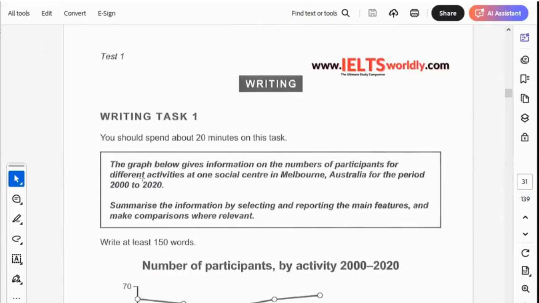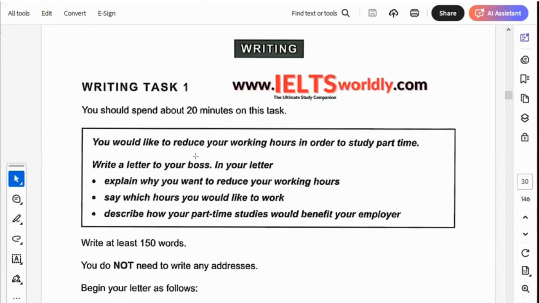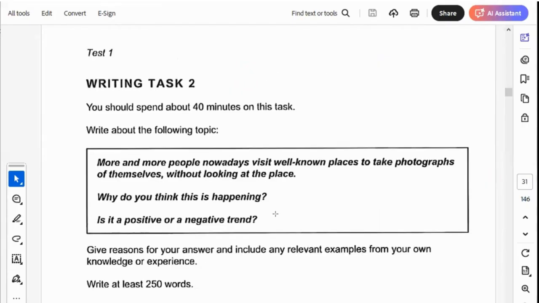Look at what they wrote for the academic. You are to summarize information by reporting. They didn't call this one a letter. It's actually a report, reporting the main features. So that's academic. For general, it's a letter. Task 1 is a letter for IELTS general, and then task 2 is an essay.